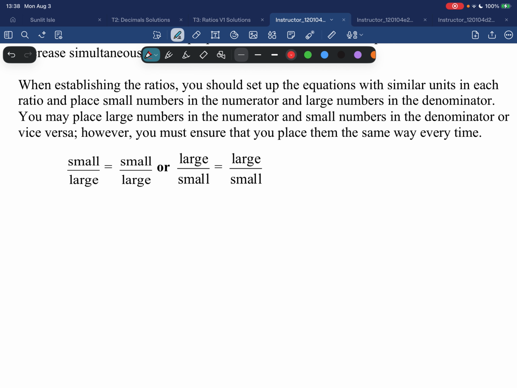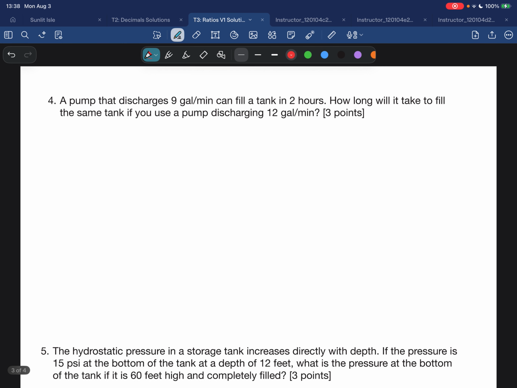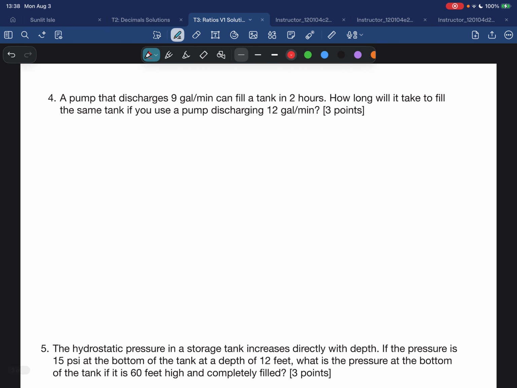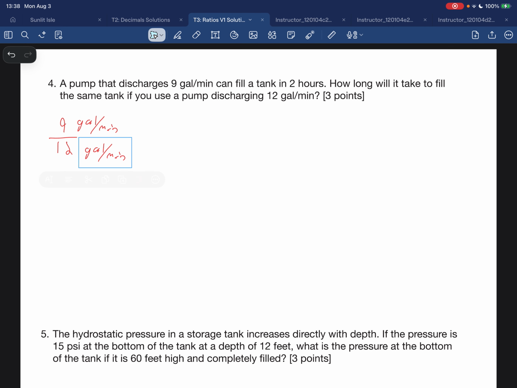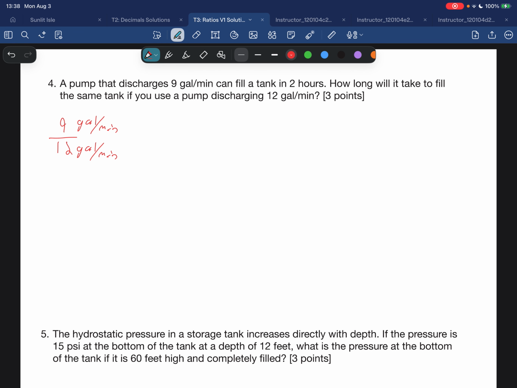So, jumping back to the test. First, we're going to look for anything with similar units, like that paragraph said. Here I have 9 gallons per minute and 12 gallons per minute. So I'm going to put 9 over 12, and these are gallons per minute. No real reason I've written this as 9 over 12; I just like looking at the proper fraction instead of the improper fraction. So 9 over 12, they're both gallons per minute.